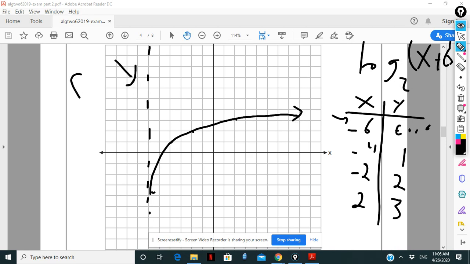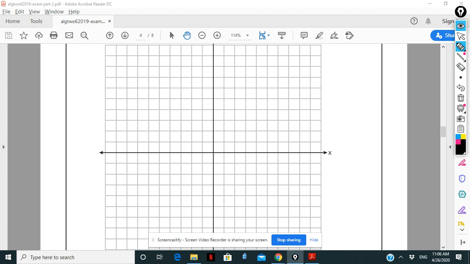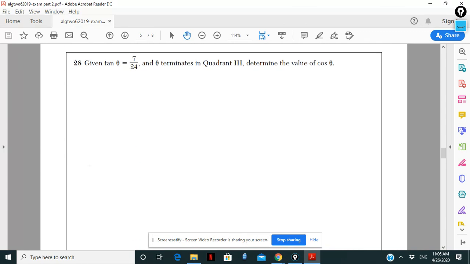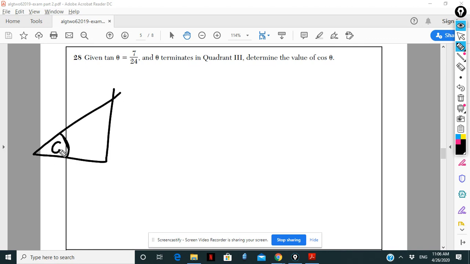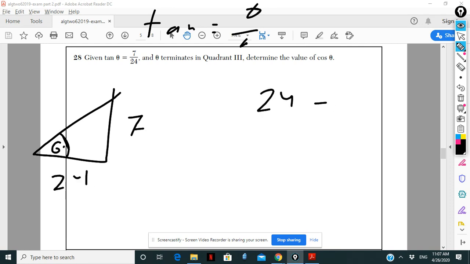And that's the asymptote. Question number 28. Given tan theta, so here is theta. Tan is opposite over adjacent. So the opposite is 7, the adjacent is 24. Using the Pythagorean theorem, 24 squared plus 7 squared equals c squared.